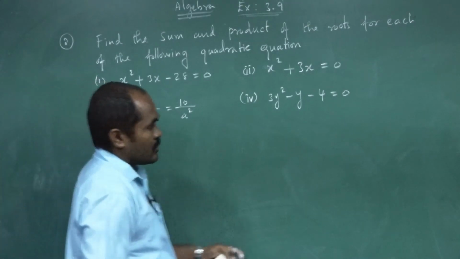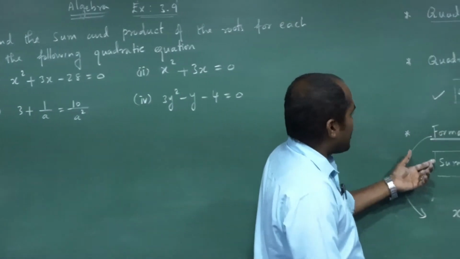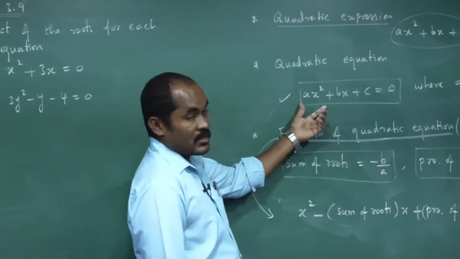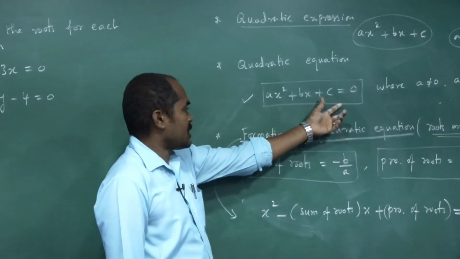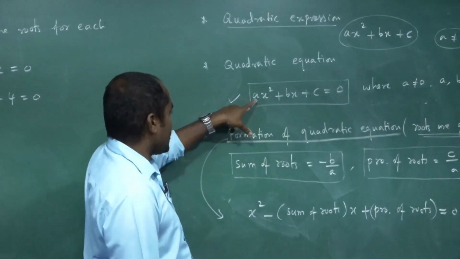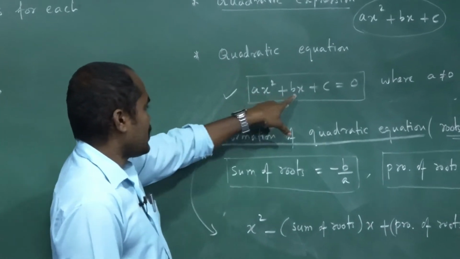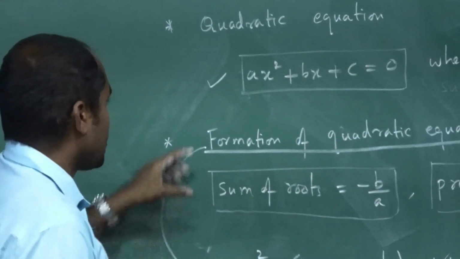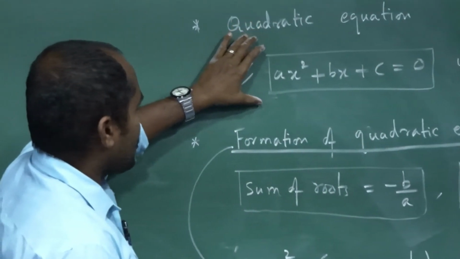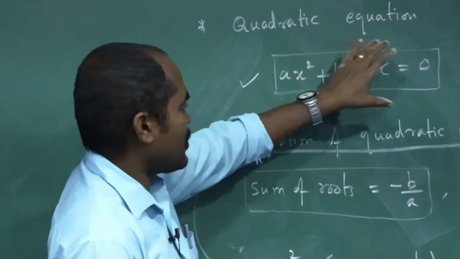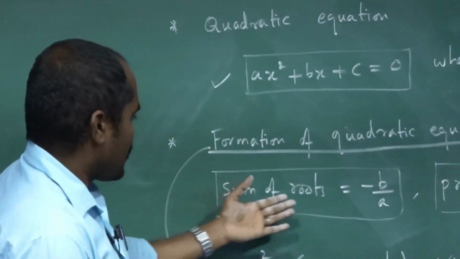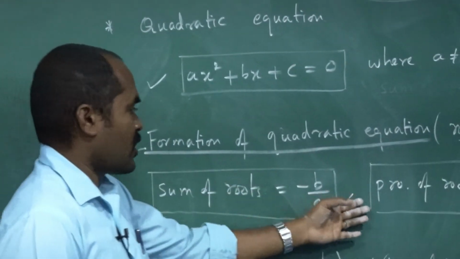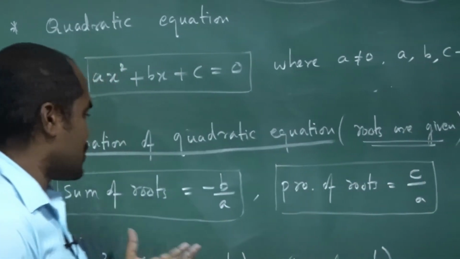Listen here. The general form of a quadratic equation is ax² + bx + c = 0. Here a is the x² coefficient, b is the x coefficient, and c is the constant term. So any equation in the form ax² + bx + c = 0 has sum of roots −b/a and product of roots c/a. So this is the formula.